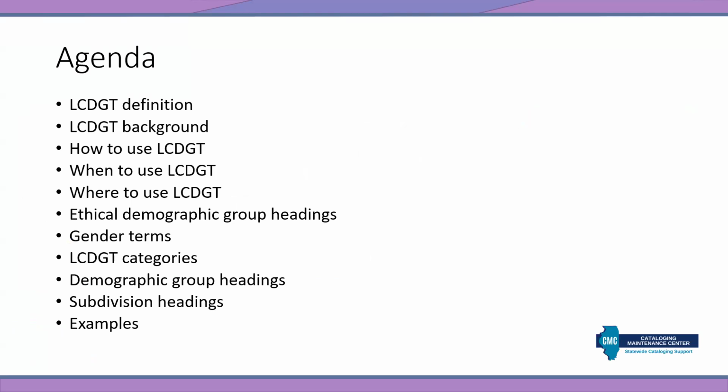So during this presentation, I will focus on LCDGT and bibliographic and subject authority records. The examples I have of authority records are subject authority records, and name authority records are coded differently than subject authority records. So just be aware of that. So the agenda: I'm going to give you an LCDGT definition, LCDGT background, how to use LCDGT, when to use LCDGT, where to use LCDGT. Then I'm going to talk about ethical demographic group headings, gender terms, LCDGT categories, demographic group headings, subdivision headings, and then some examples.